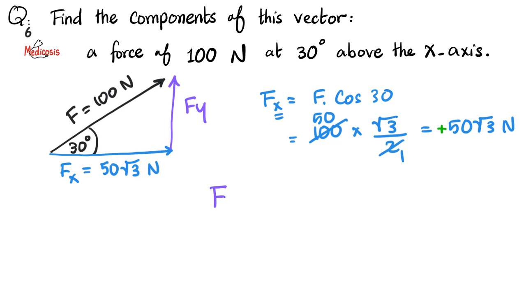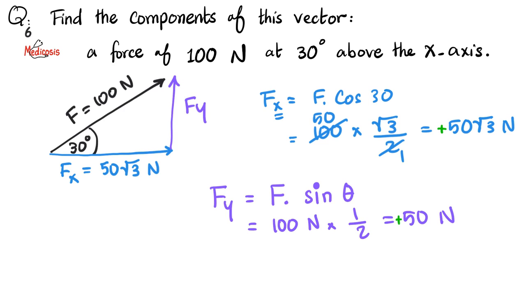If you want Fy, Fyi, look at this, Fyi. So I need the sine theta. Look at this I. Okay, what is the F? It is 100 newtons. And what is sine 30, please? Sine 30 equals 1/2. 1/2 of 100 is 50 newtons, and this is a positive amount going north, as you see.